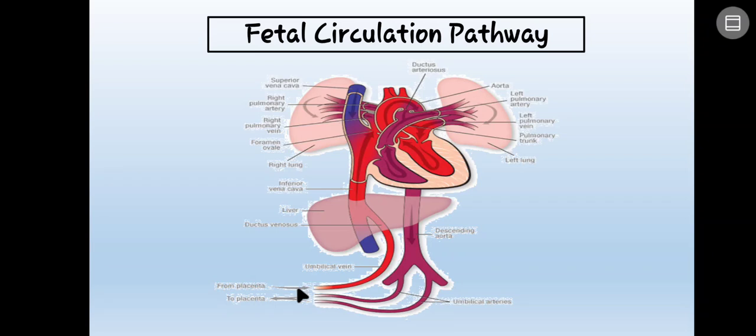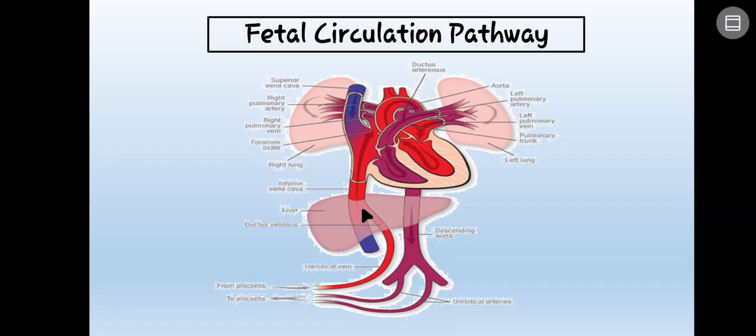Once they join the umbilical vein, ideally during circulation, the blood is supposed to pass through the liver for detoxification and other metabolic processes to take place.